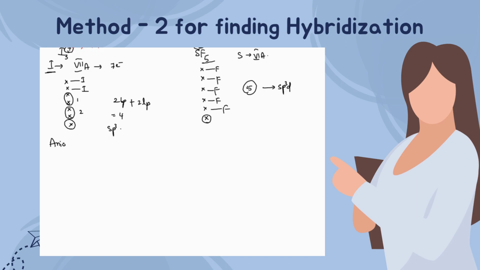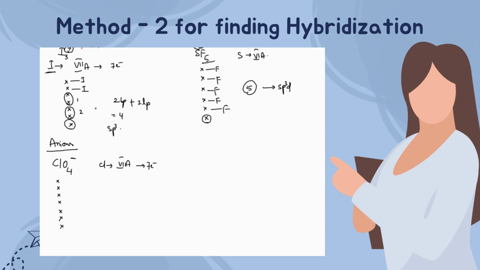Similarly, let us look at the calculation for anions as well. We have a simple example here, ClO4-. This is the perchlorate ion. Chlorine, as we have discussed, belongs to group 7A. That means it has 7 valence electrons. Now write down 7 cross marks indicating the 7 valence electrons.